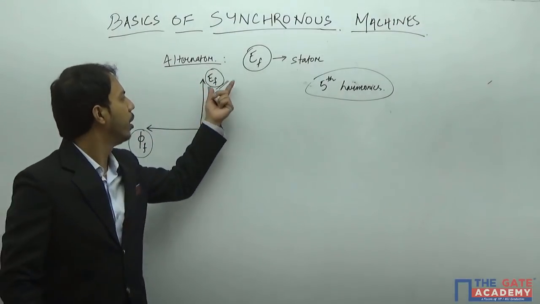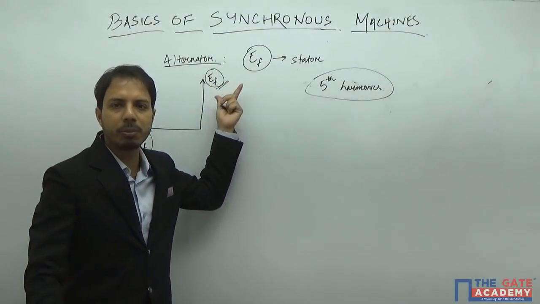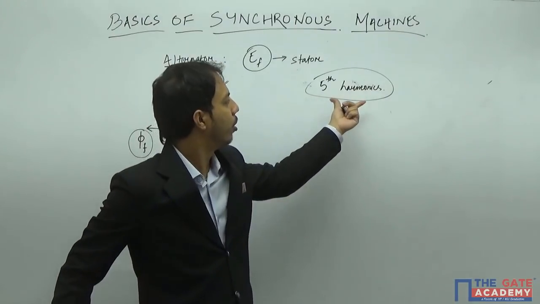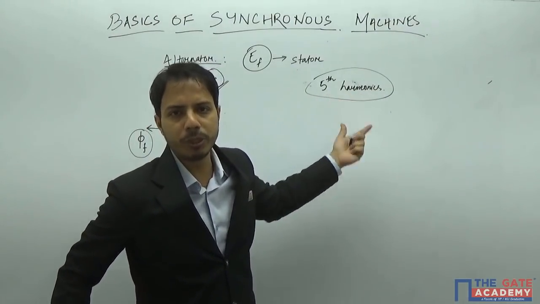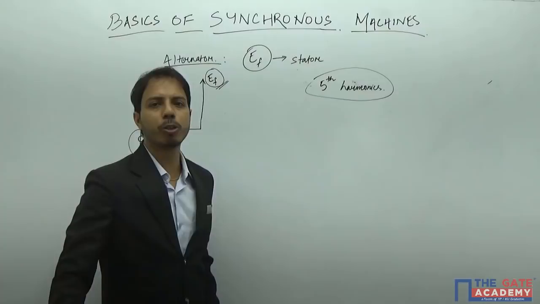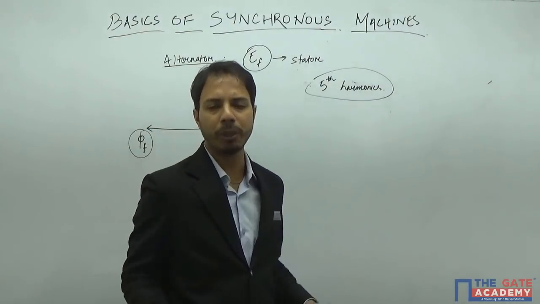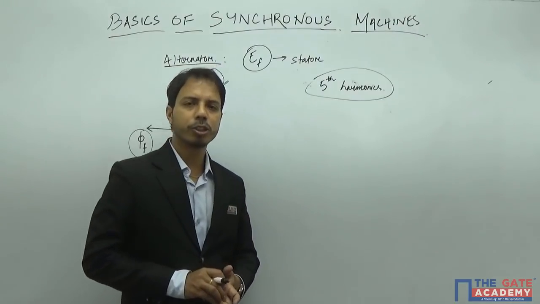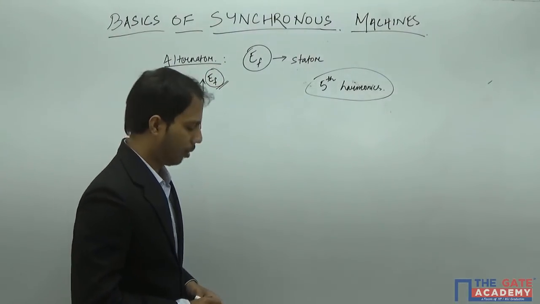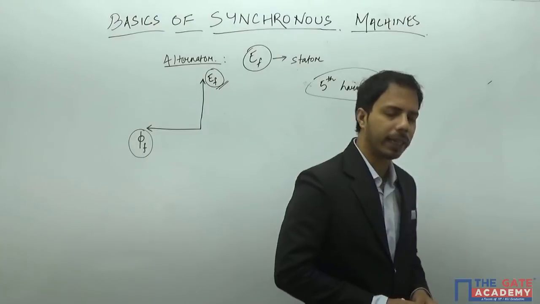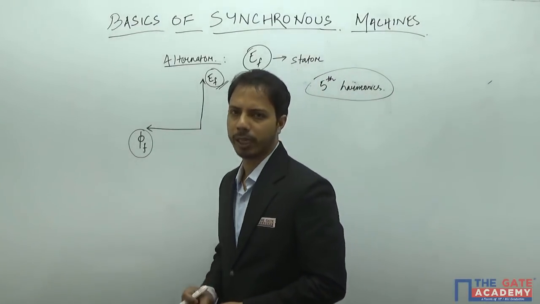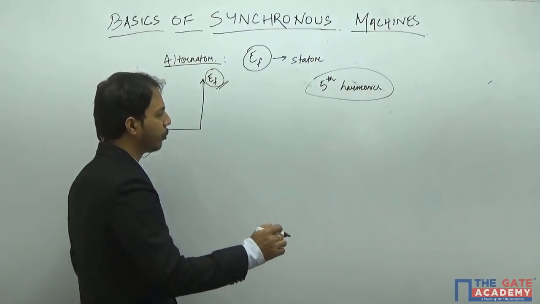Now I want my EMF to be sinusoidal. That means I want this fifth harmonic EMF to be 0. And there is a technique to make the fifth harmonic of the EMF, or any other harmonic whichever is dominant, 0. That particular technique is called short pitched winding. So first of all, let us understand what is full pitch winding.